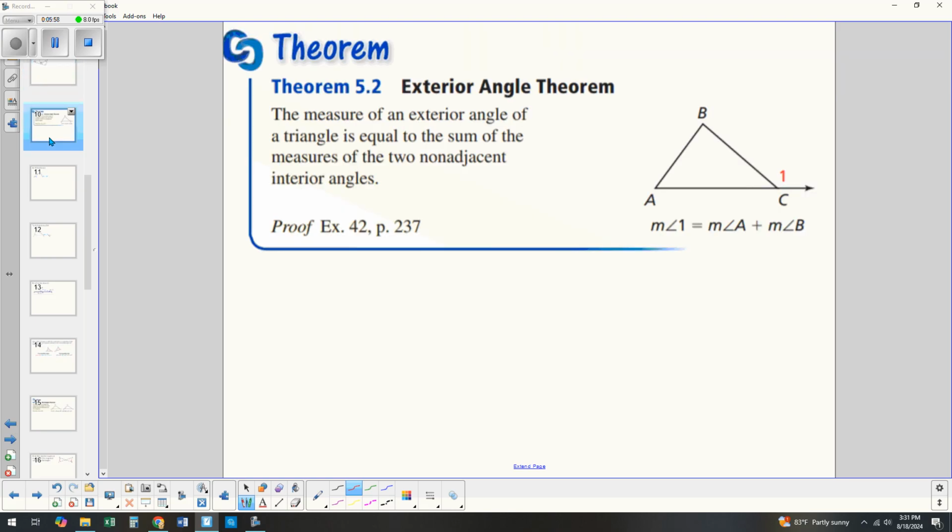So now we have the exterior angle theorem. The exterior angle theorem is saying that the measure of the exterior angle is equal to the sum, addition, of the two non-adjacent interior angles. So of the three interior angles, the one next to it is adjacent. These two angles over here are the non-adjacent angles. So I like to think of it as, let's put some variables, a and b. So a plus b equals angle 1 outside here.